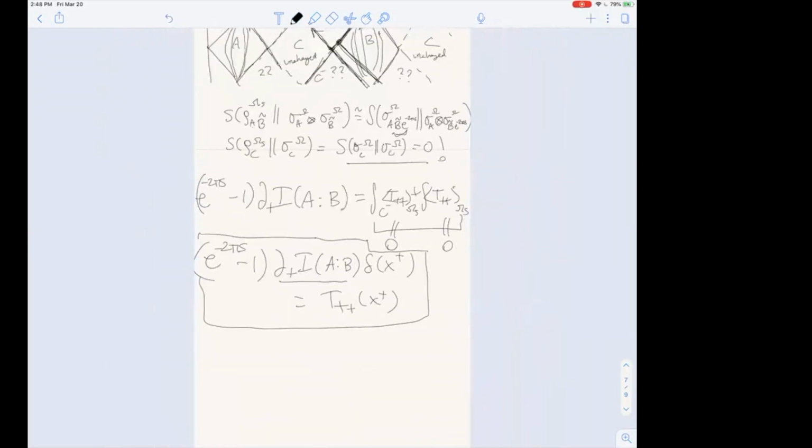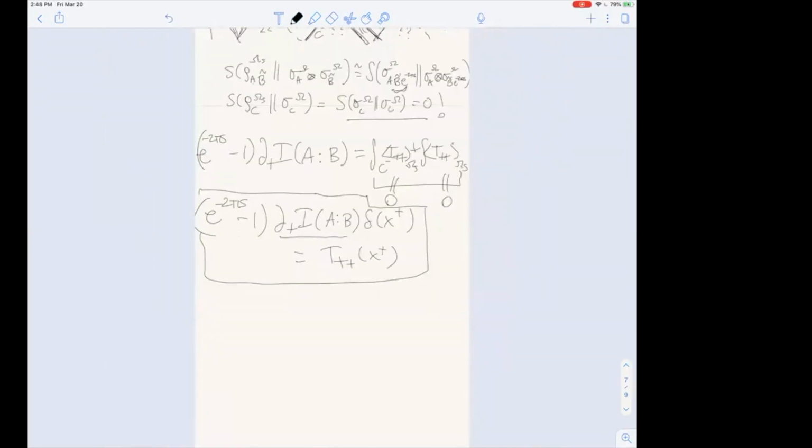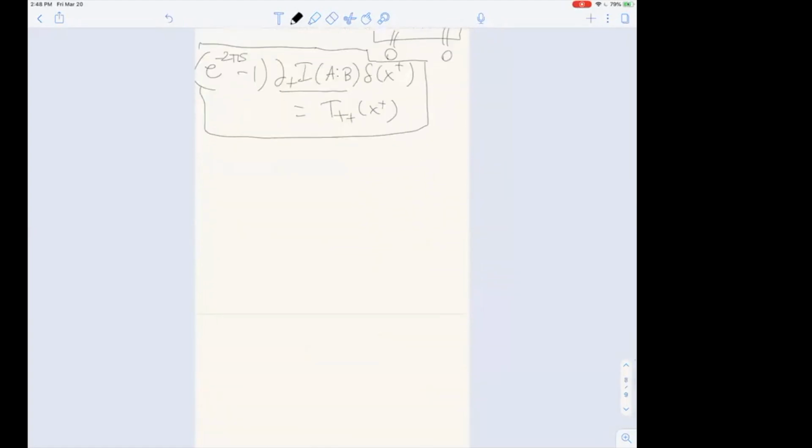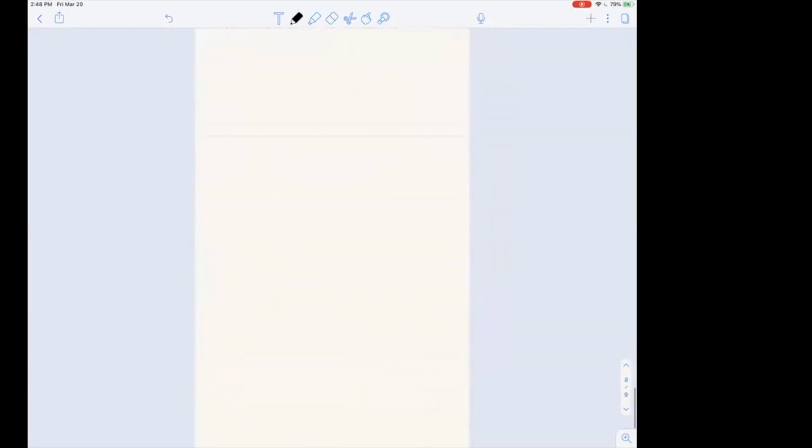I'm running a bit short on time. So let me just briefly move back to the gravity example that I focused on, and then I'll be done. Okay. Does anyone have any questions before I do that?